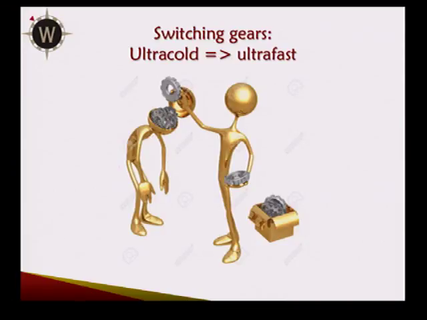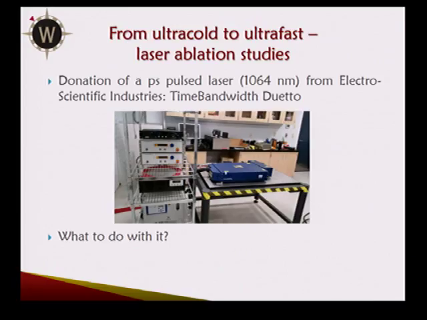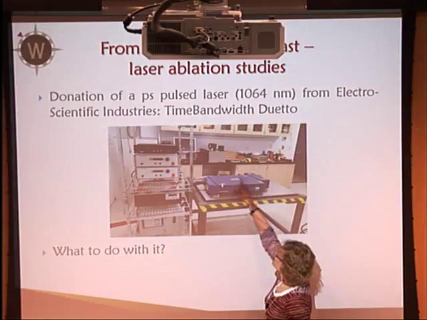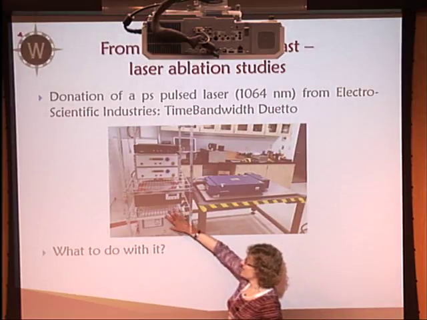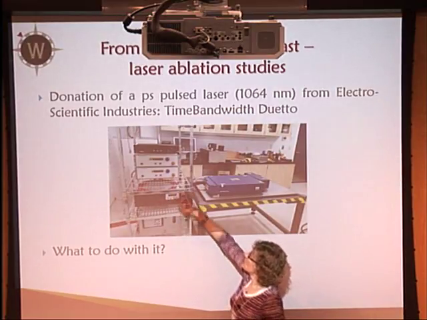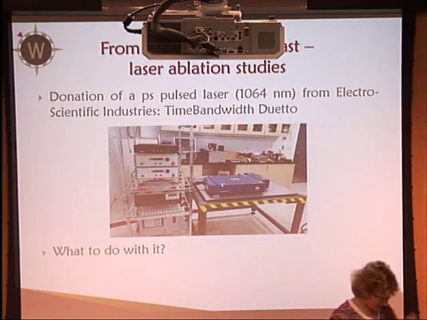Okay, switching gears completely. This was the ultra-cold side. Switching now to the ultra-fast. How did that happen? Sheer luck. So I got a donation of a picosecond pulse laser. That's an industrial laser. You see it here. It's a Time-Bandwidth Duetto. That's this blue box. And then there's an amplifier module that's sitting here. And it came with chillers to keep it cool and the necessary electronics.